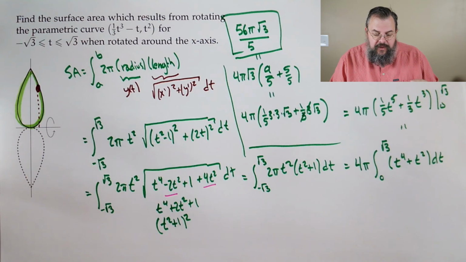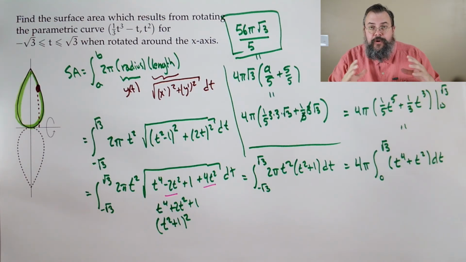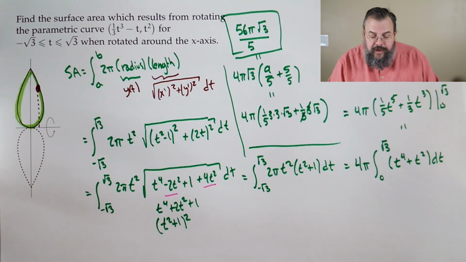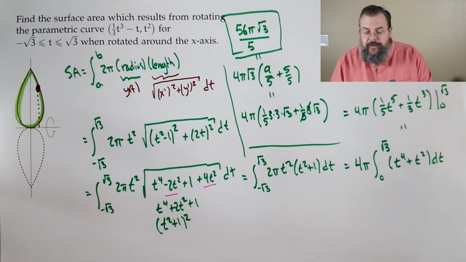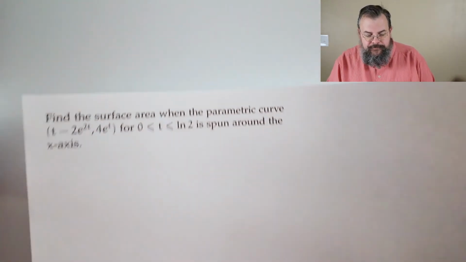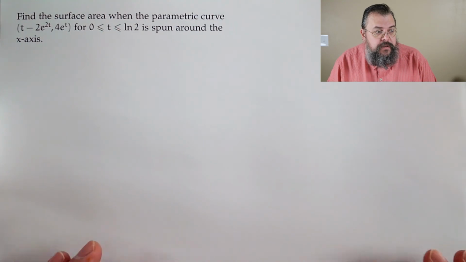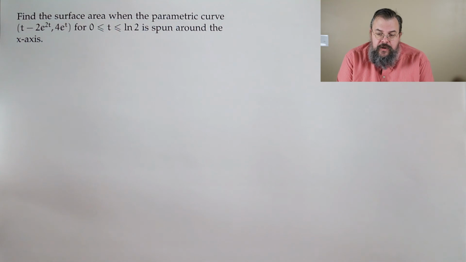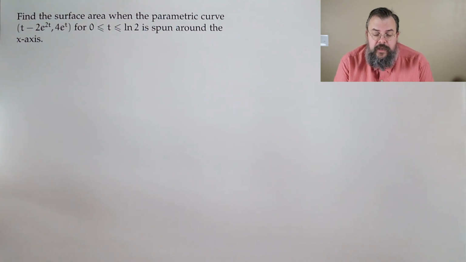In this case, our arc length compressed in a very clean way, and one of our pieces was easy to work with, so we were able to put it together and get something nice for surface area. All right, well, let's try one more. One more problem to finish up. Find the surface area when the parametric curve t minus 2 e to the 2t and 4 e to the t, where t goes from 0 to log 2, is spun around the x-axis.